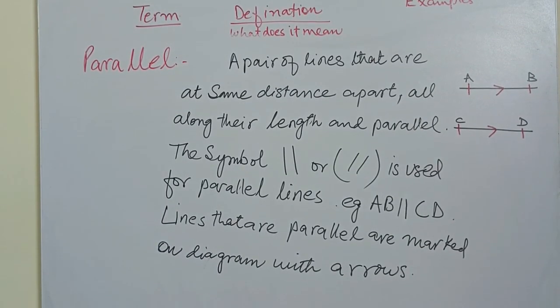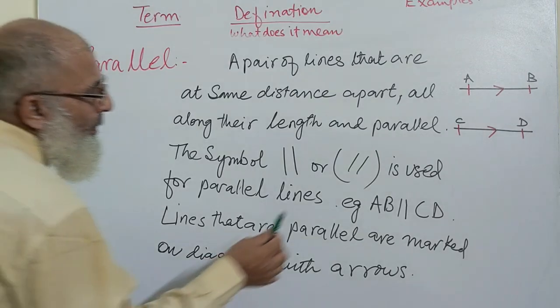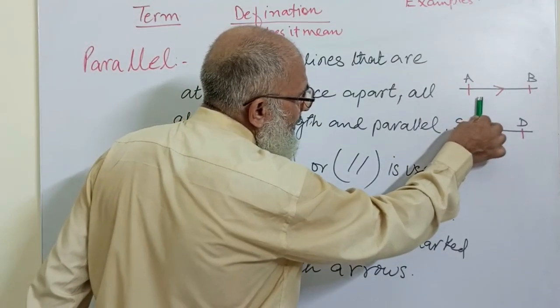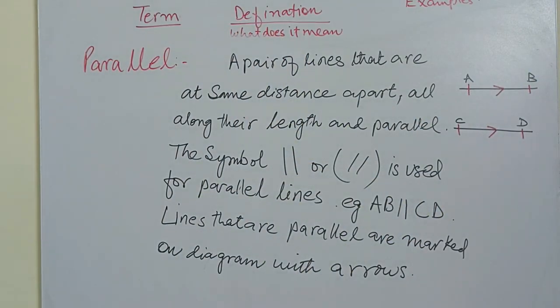Parallel, my students. What is parallel? A pair of lines that are at the same distance apart. Each distance you will measure at each point. Now, you know what a line is? I told you in the very beginning that it is a set of points. If I note the distance here, here, everywhere, all along the length, it will be the same. So all along their length they are parallel, and these will be called parallel.